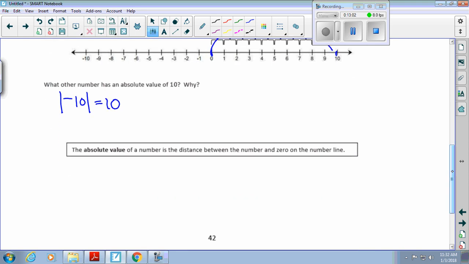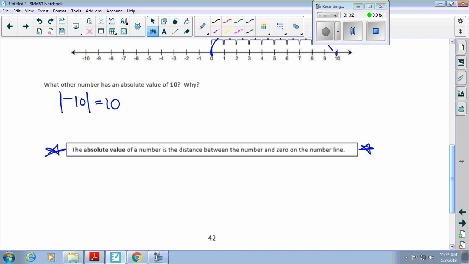All right, so why don't we put a big star next to this statement, and who would like to read that nice and loud for our YouTube viewers? Michael. The absolute value of a number is the distance between the number and 0 on the number line. Very good, thank you. All right, so that's what we said before. It's just the distance from 0.